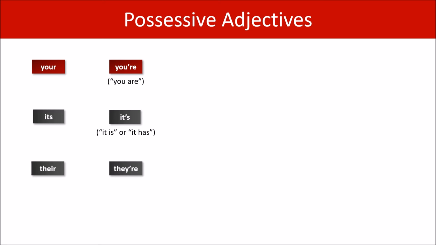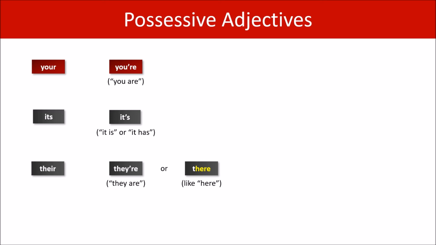Same for their. They're is always a contraction of they are. And also, do not confuse it with there. You can remember this version of there because it includes the word here, and both of them usually represent places in a sentence.